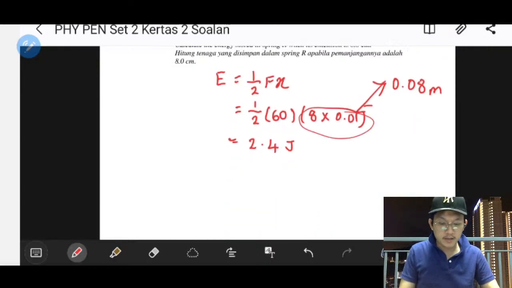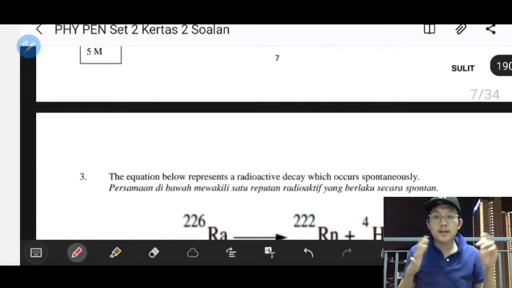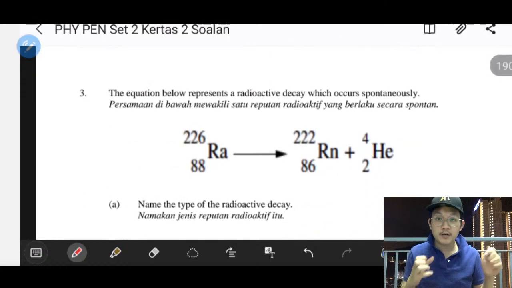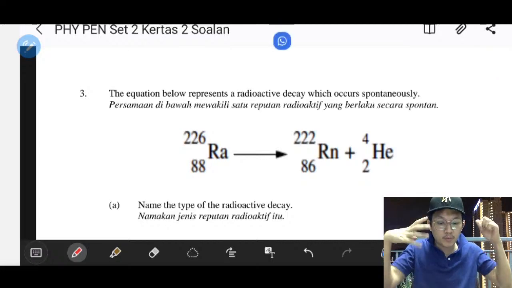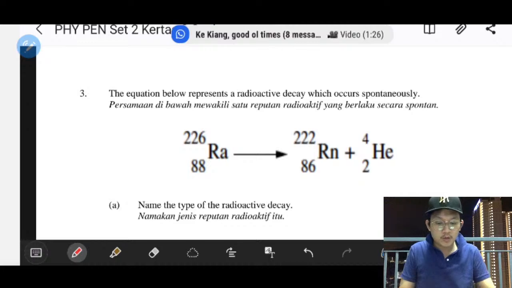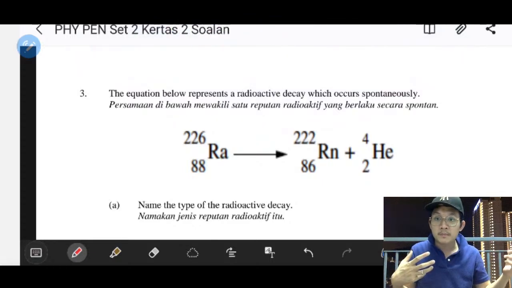Okay, so let's look at the next question. Question 3. Question 3 ini adalah bab radioaktif. Okay, bab radioaktif dan soalan ini mewakili satu reputan radioaktif. So the keyword here is reputan. Okay, reputan radioaktif yang berlaku secara spontan.